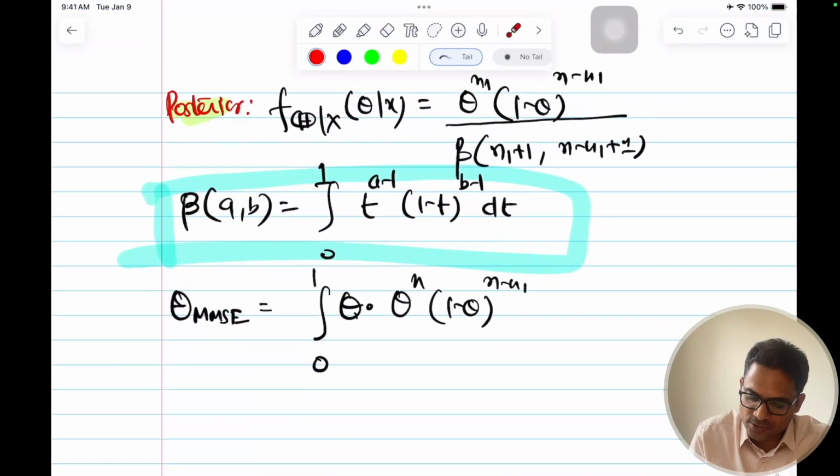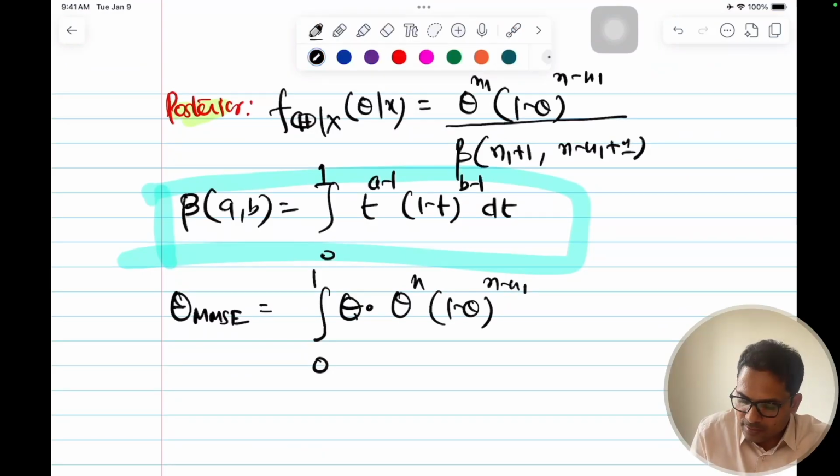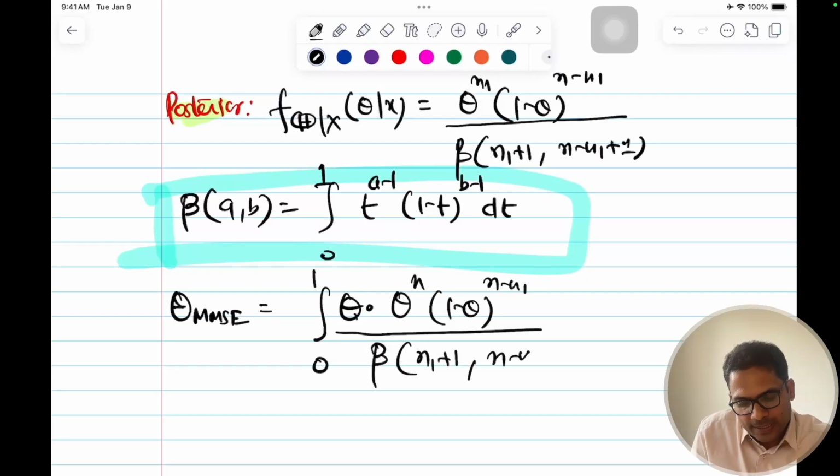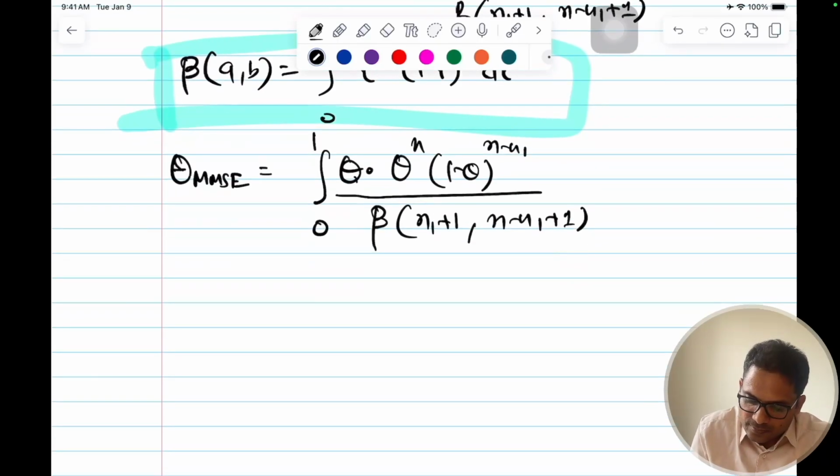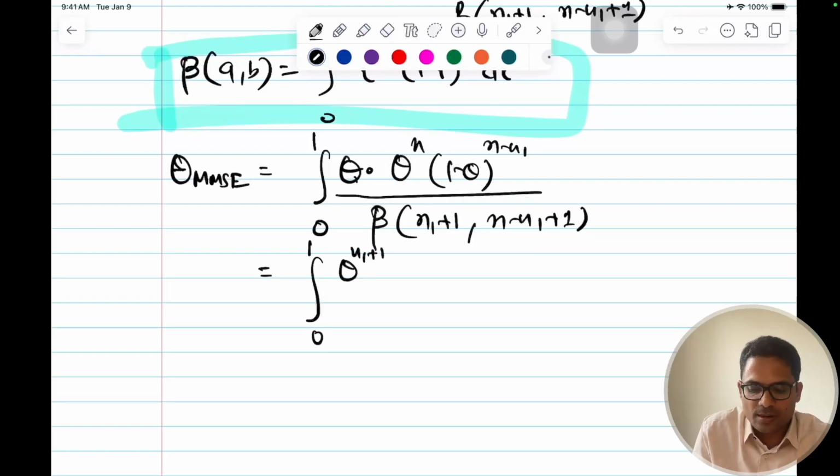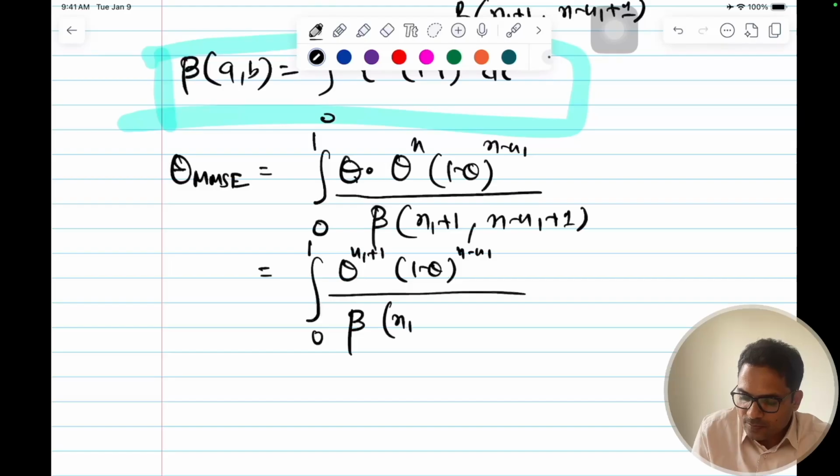This integral will be in the range of 0 to 1, and this is divided by the beta function that we had, n1 plus 1 and n minus n1 plus 1. Okay, so what will be this value? This will be equal to, so this theta will come here, so this will become integral 0 to 1 of theta to the power n1 plus 1, (1 minus theta) to the power n minus n1 remain as it is, and this is a beta function already, n1 plus 1 and n minus n1 plus 1.